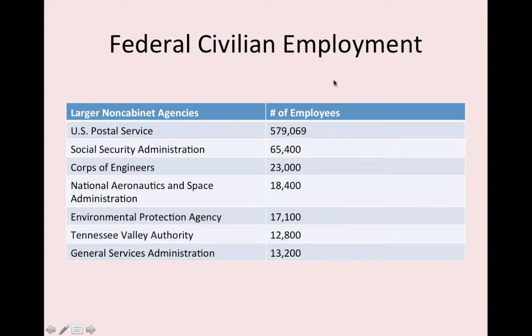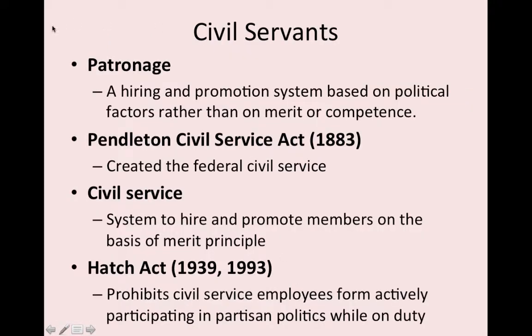When we look at other non-cabinet agencies, you can see that the U.S. Postal Service employs almost 600,000 people. And getting mail is obviously something that affects our daily lives. Social Security affects a lot of people's lives. So all of these agencies provide services to our society and employ millions and millions of people, creating lots of jobs. So how do people get these jobs?